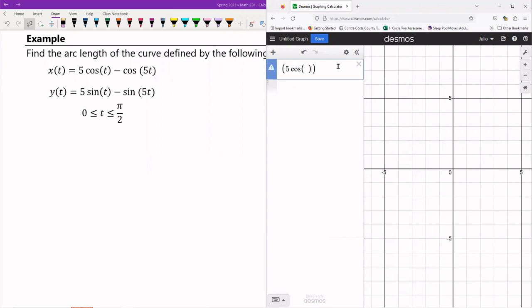5 cosine of t minus cosine 5t, comma, 5 sine of t minus sine of 5t.